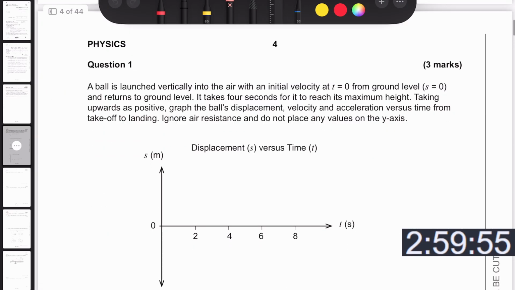From the first page. A ball is launched vertically into the air with an initial velocity at t0 from ground level and returns to the ground. It takes 4 seconds for it to reach its maximum height. Taking upward as positive, graph the ball's displacement, velocity, and acceleration. That's just time.